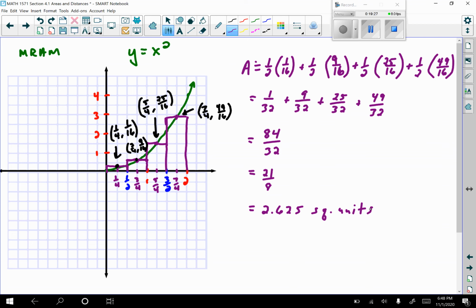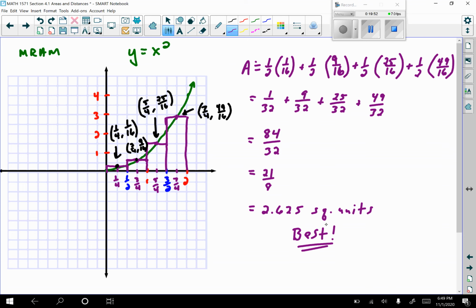So that's very close. That's a better estimate. This is the best estimate out of all three to use. Again, LRAM is a little bit under, RRAM is a little bit over. Here, this is probably the closest because we have a little bit over, a little bit under.